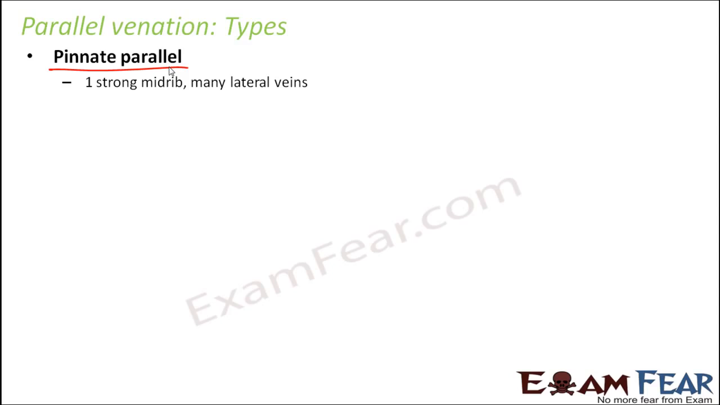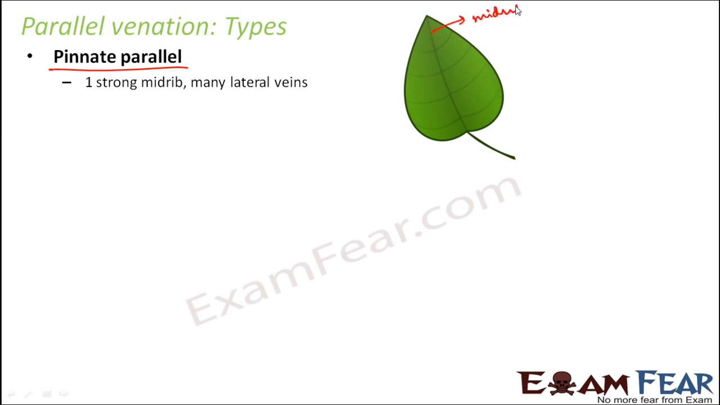Whereas when you talk about pinnate, it is one strong midrib and then many lateral veins. So it is somewhat like this. Here you have one strong midrib and then so many veins.